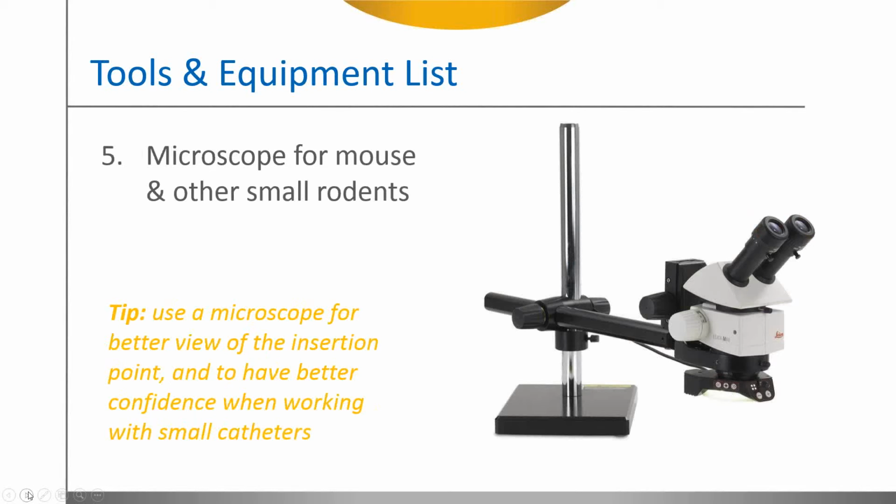Microscopes. For rodent surgeries, I consider a surgical microscope to be an essential tool. The microscope will help the surgeon see the catheter as it is gripped by the forceps, and will help develop the soft touch that I had mentioned previously.